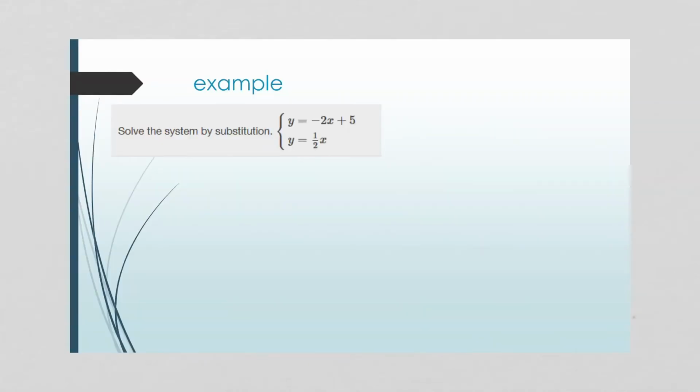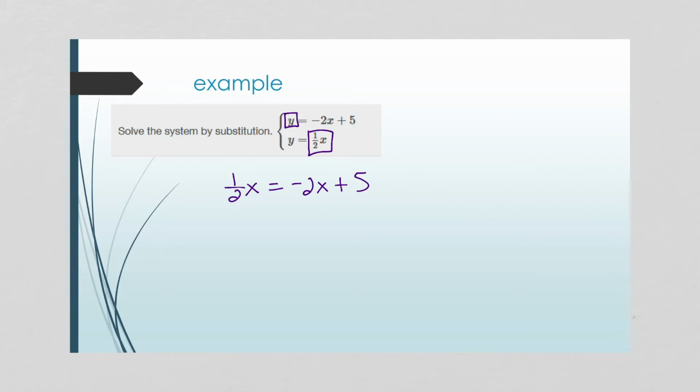All right, so look at this. These are both in slope-intercept form, which is actually also kind of nice. So check this out. I can take this business right here and substitute it in where I see y in the other equation. So I've got 1/2 x is equal to -2x plus 5.